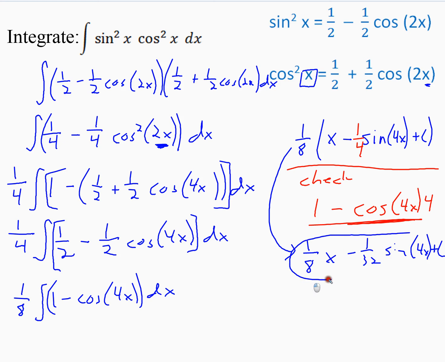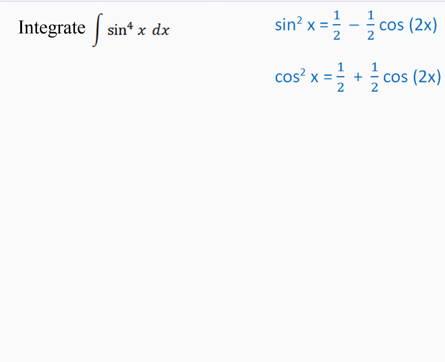Did take us a while. Part of it was factoring out a few times, took an extra line, so maybe if we hadn't factored those out to start with, it would have shortened our work there. Our last one here that we'll do an example for is sine to the 4th x dx.